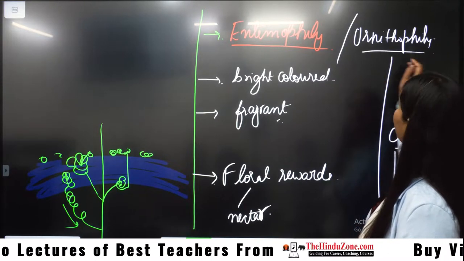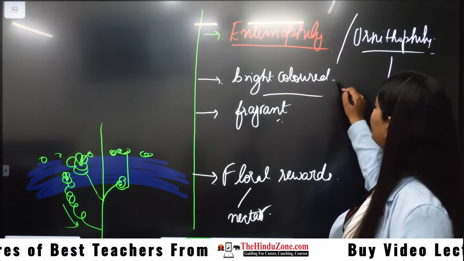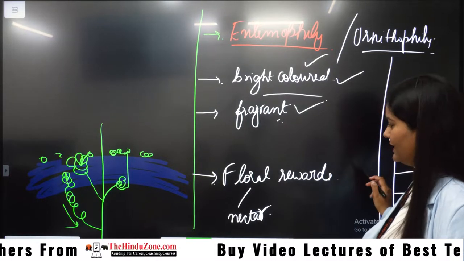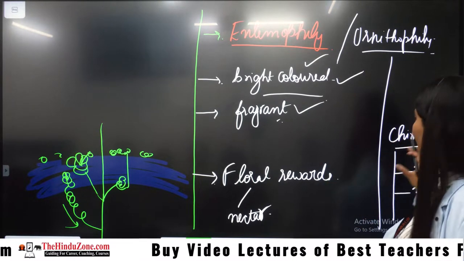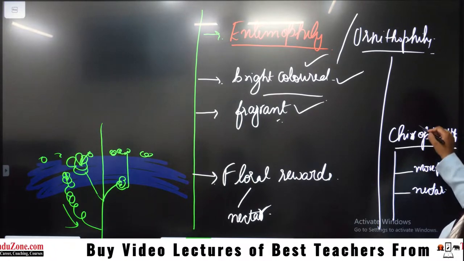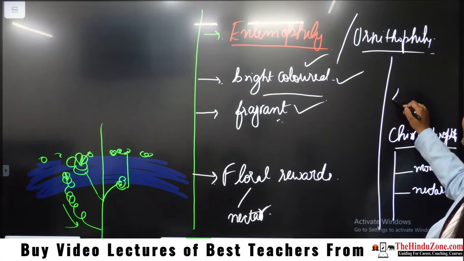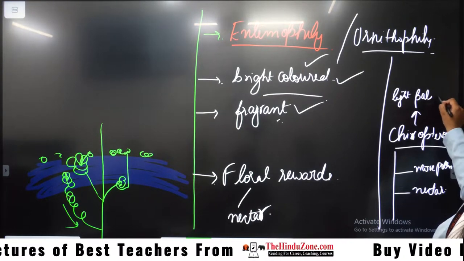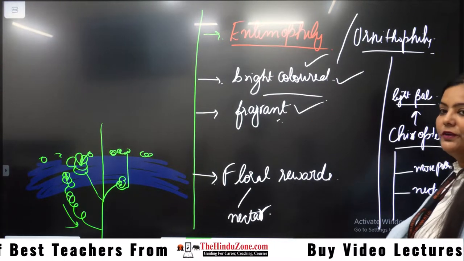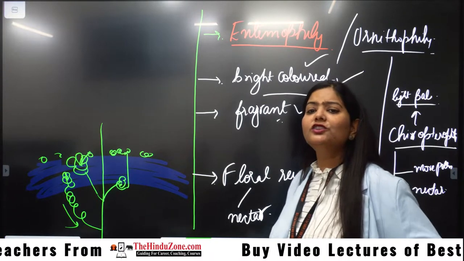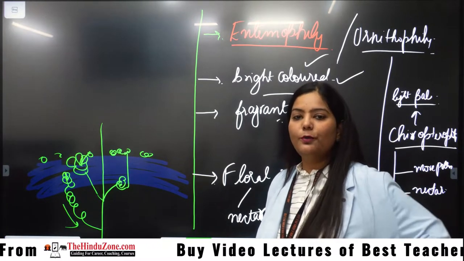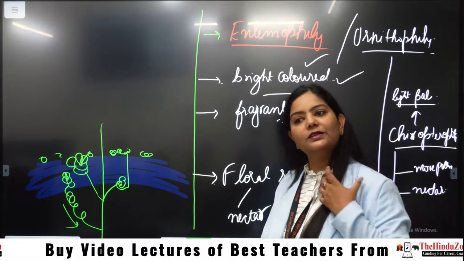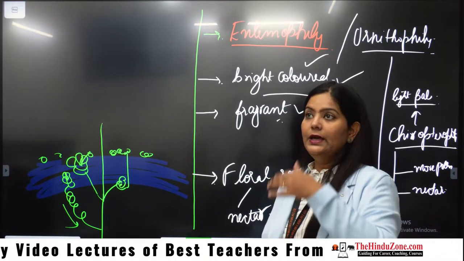Their flowers are attractive, bright colored. Their flowers are fragrant and floral reward is a thing. But when you are talking about chiropterophily, here light pale colored flowers are present. You know, usually chiropterophily takes place at night time and it is not required to give a proper color to the flower. So usually pale colored flowers are there in chiropterophily.